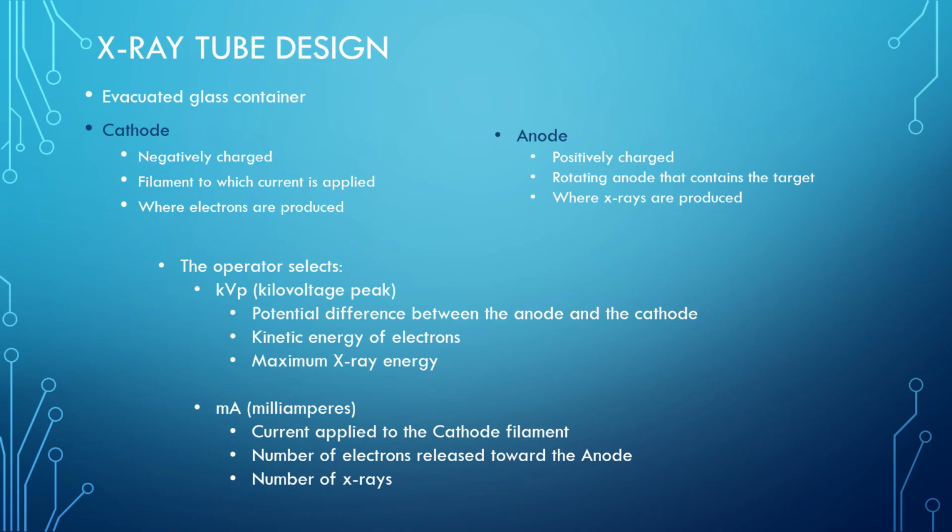The mA or mAs, also known as milliamperes, is the current applied to the cathode filament, and this controls the number of electrons that are released by the cathode, and then this eventually corresponds to the number of X-rays that are coming from the machine and the number of X-rays that the patient is being exposed to.